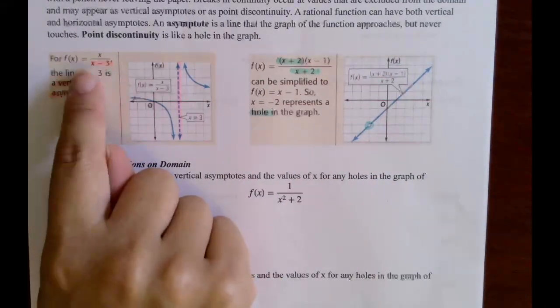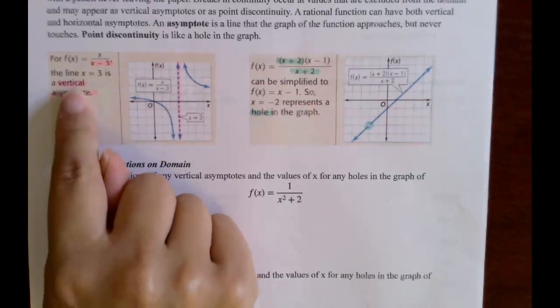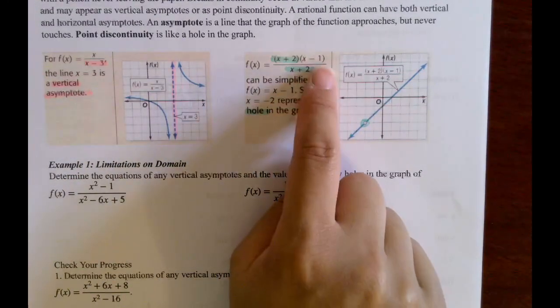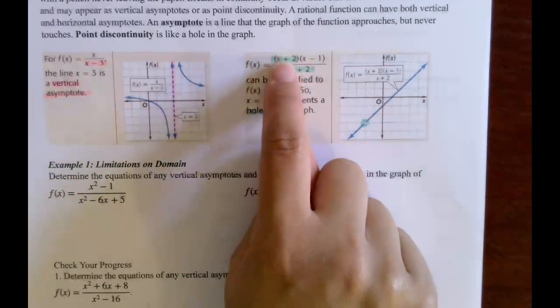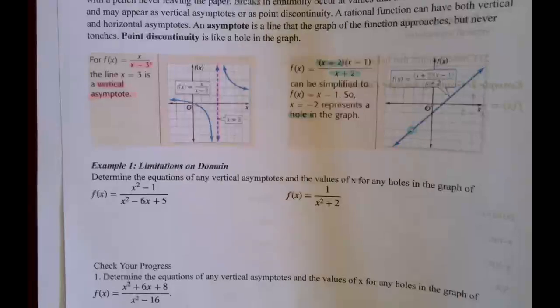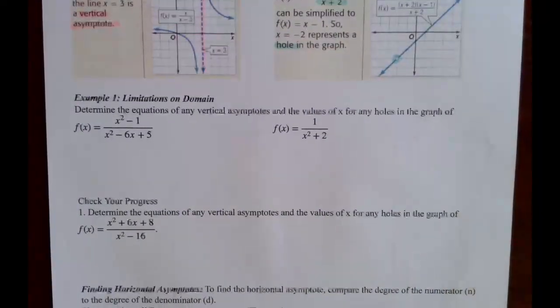So a vertical asymptote is when that bottom part equals 0, wherever that is. The hole is when we have that factor in the denominator, but it also appears in the numerator, where we cancel it out.